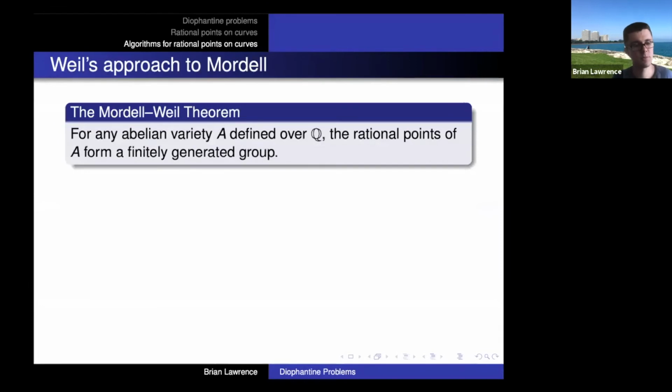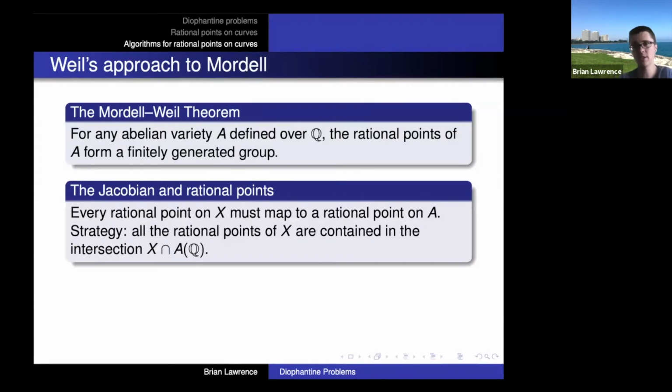So the basic theorem about rational points on an abelian variety. Abelian varieties are just like elliptic curves, like I was talking about a second ago. The rational points on any abelian variety form a finitely generated group. Sorry, maybe I haven't given a definition. Maybe I'll just say that the Jacobian of a curve is an example of an abelian variety. So the rational points on the Jacobian of any curve form a finitely generated group.